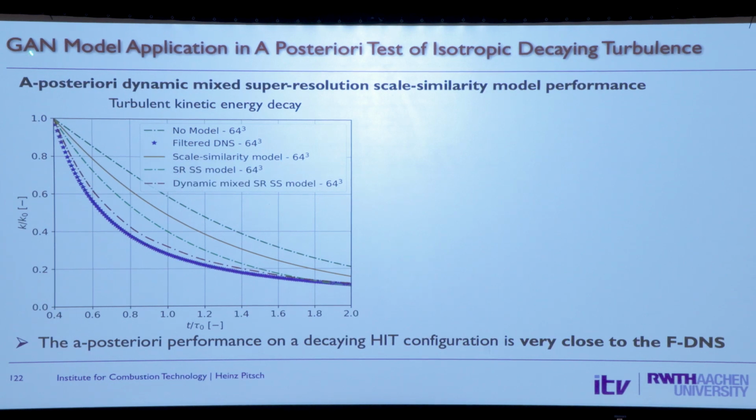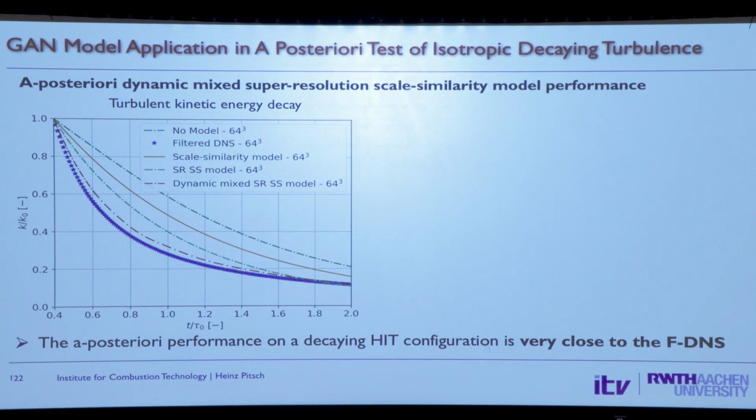And this here shows the result from an a posteriori test with not just a simple super resolution GAN. This is what we call a dynamic mixed super resolution scale similarity model. And the name GAN doesn't even... it's adversarial also.